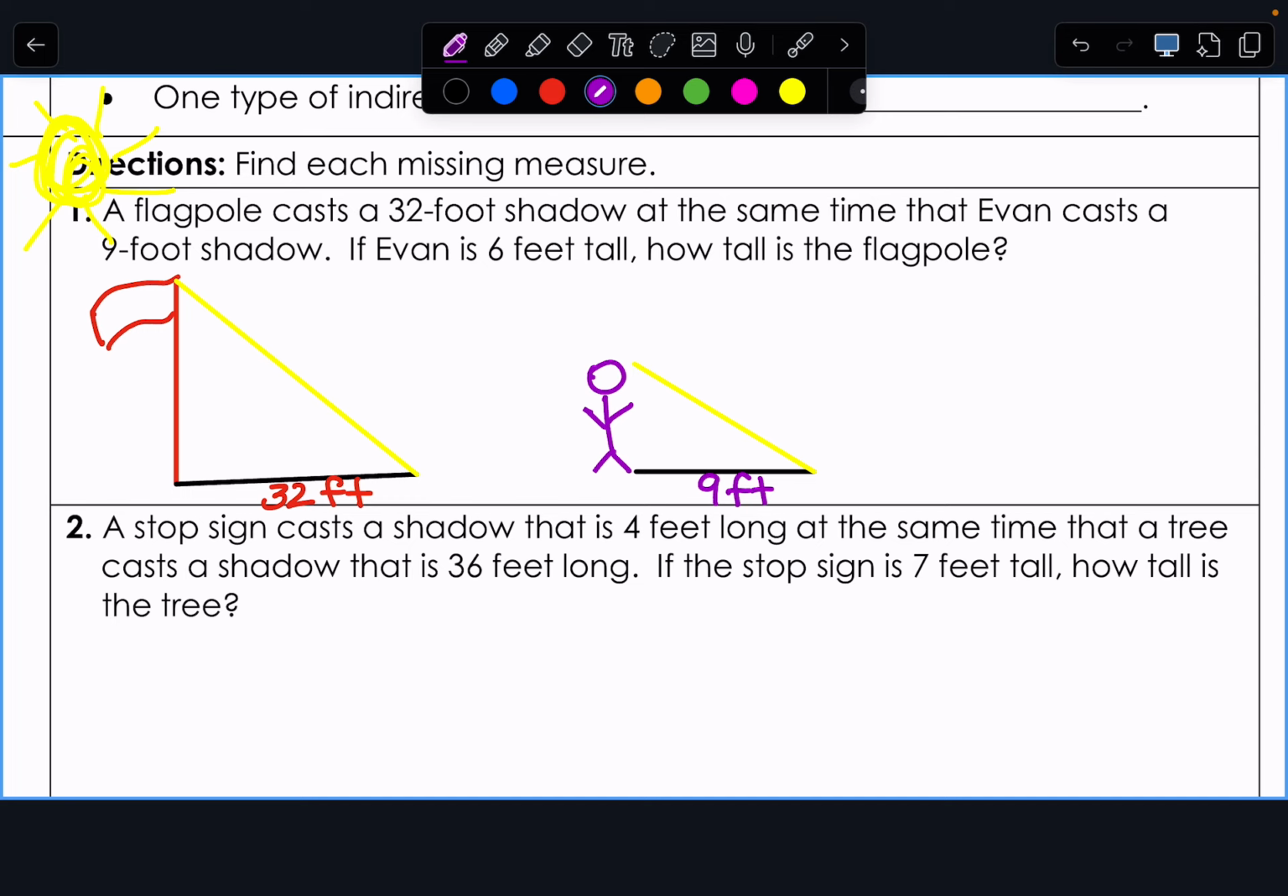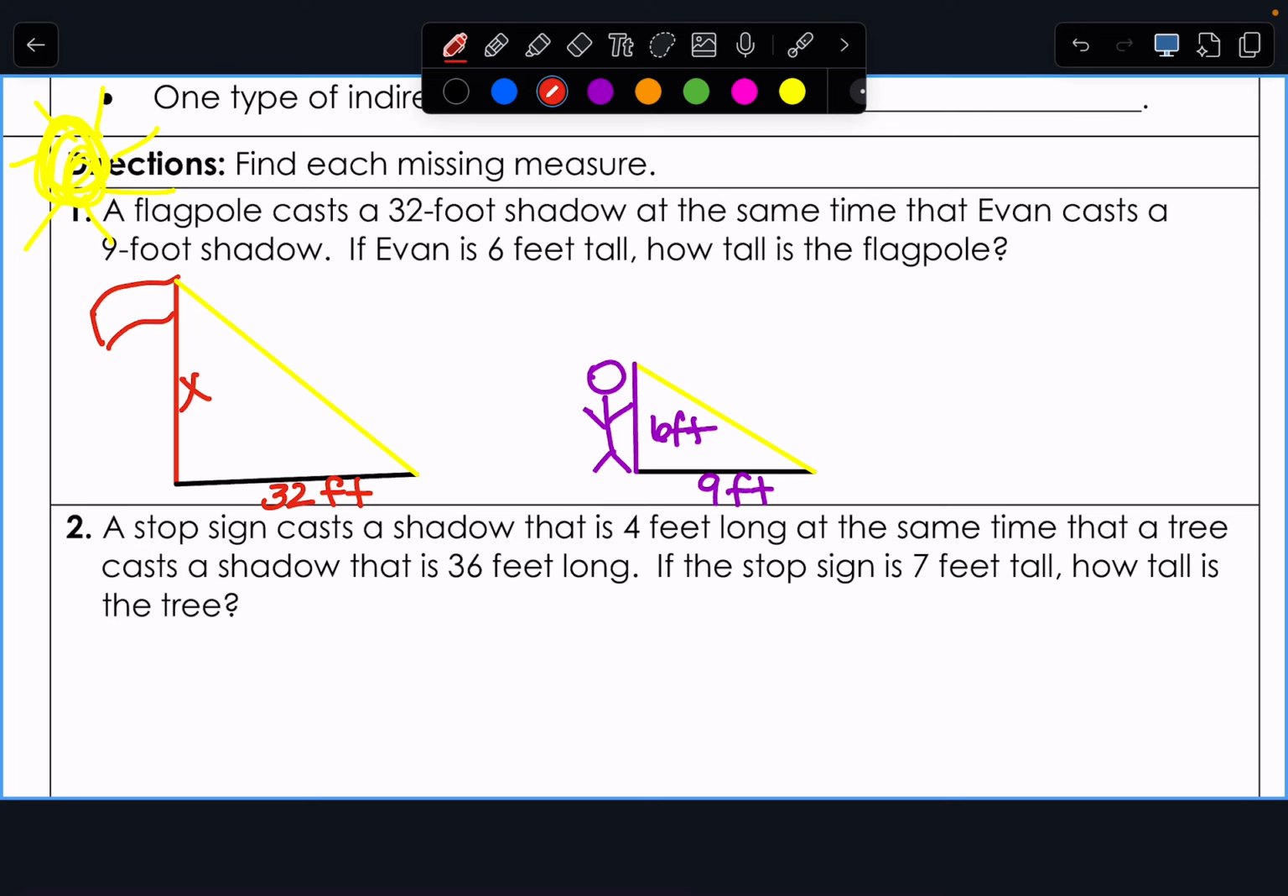Okay, now where does 6 go? The up one? Okay. Evan is 6 feet tall. I want to know how tall is the flagpole. So I'm going to put an X right here. How tall is the flagpole?